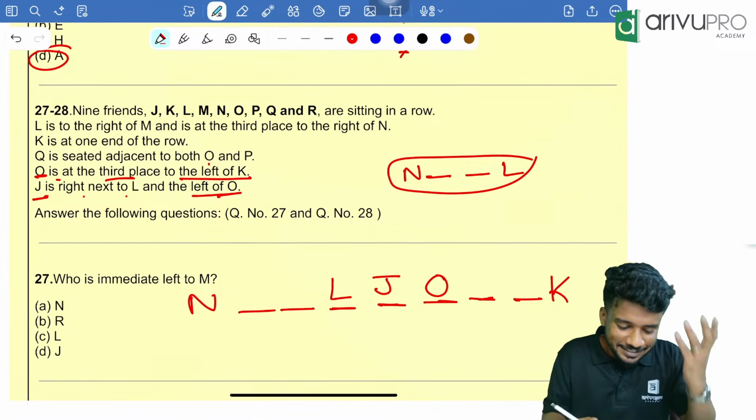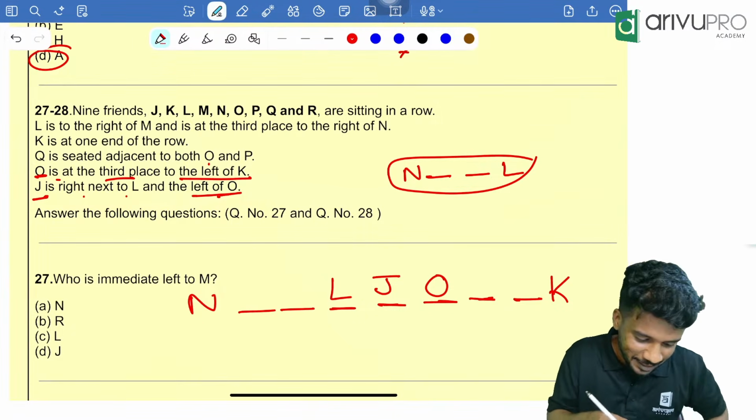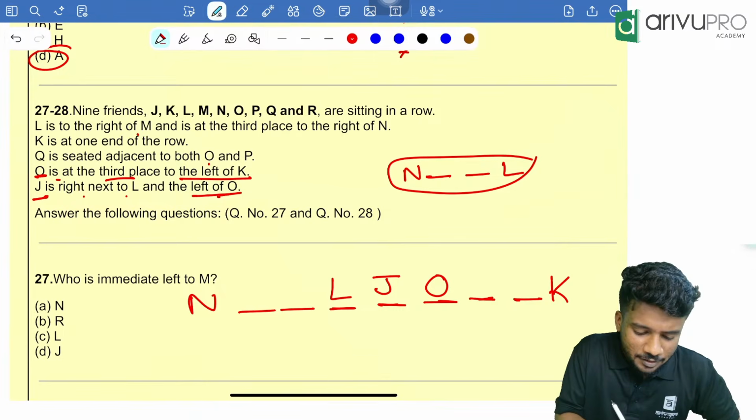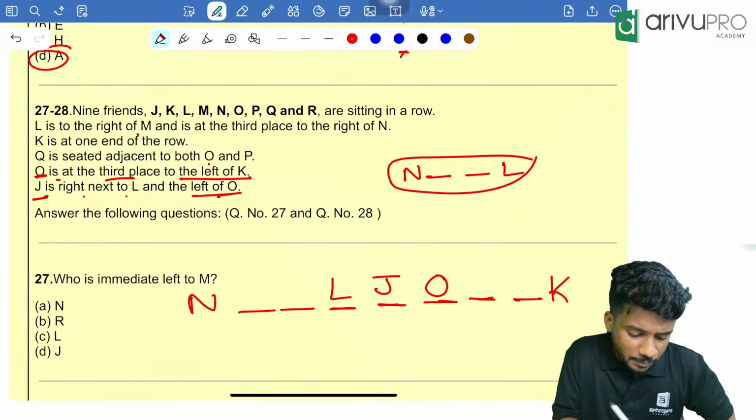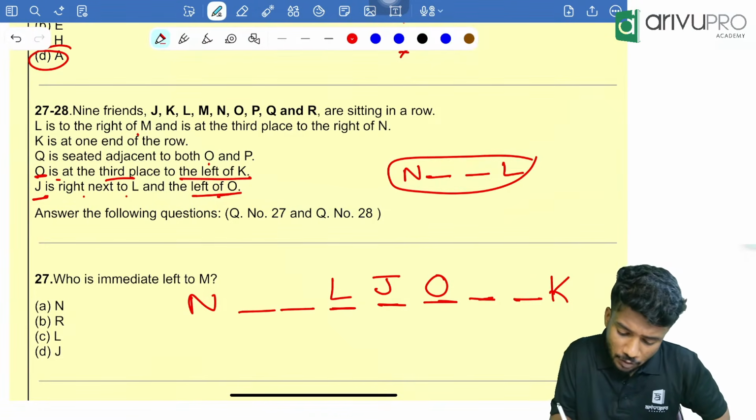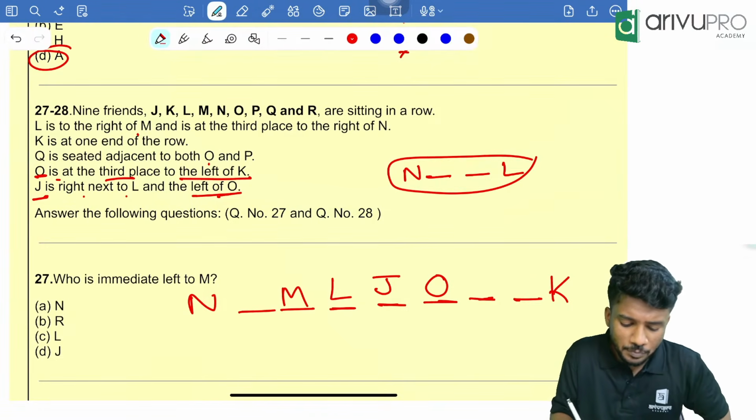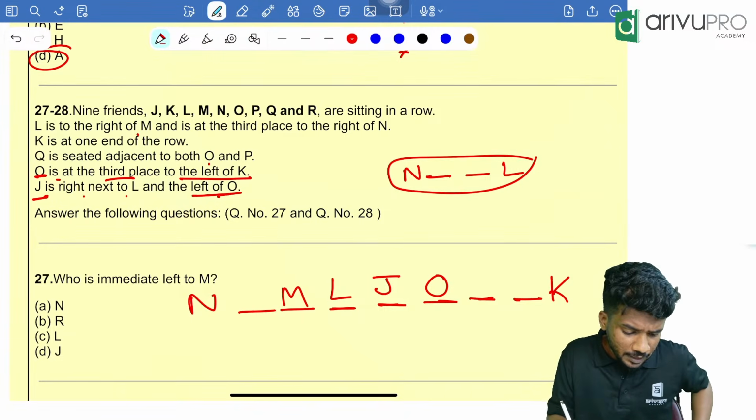Everything is clear right now. Now look here. L is to the right of M and is at third place to the right of M. L is to the right of M, so M should be over here. Then who is remaining now?